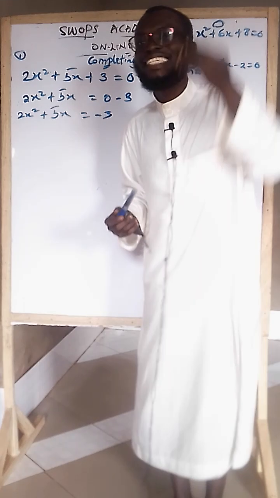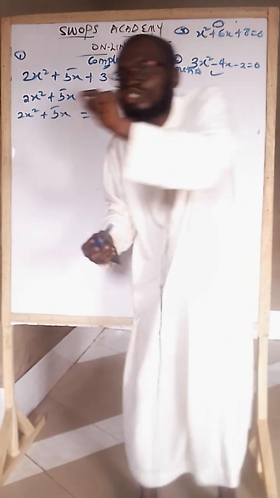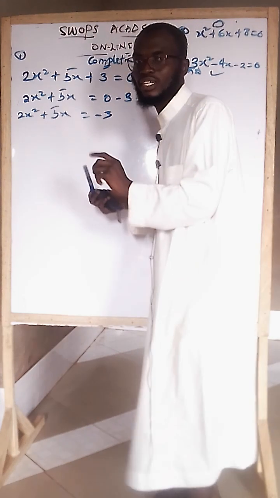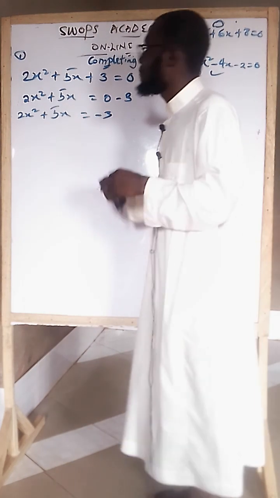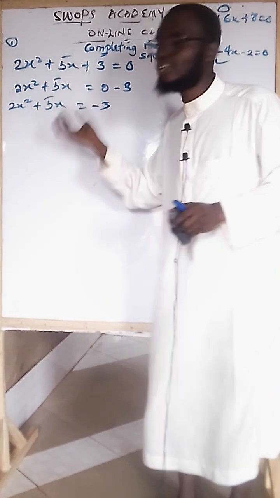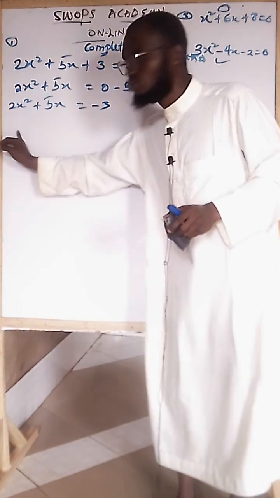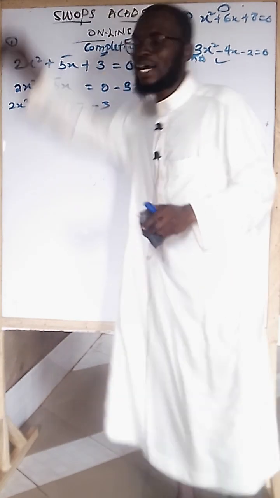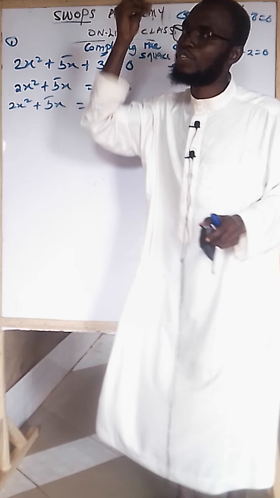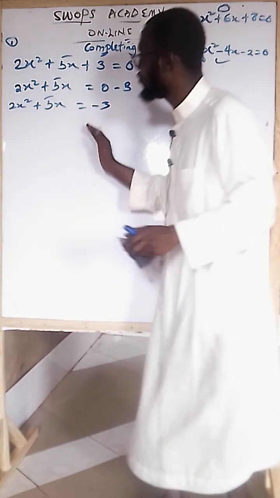Are we doing that? The second step is to divide through. Divide through by the coefficient of 2. The second step: divide through by the coefficient of the first variable. Divide through by the coefficient of the what? First variable. Where is the first variable here?